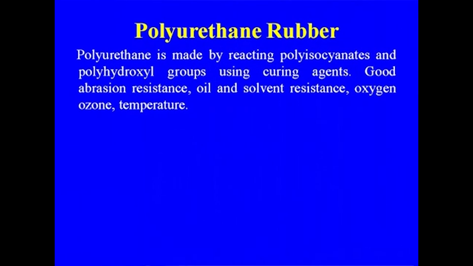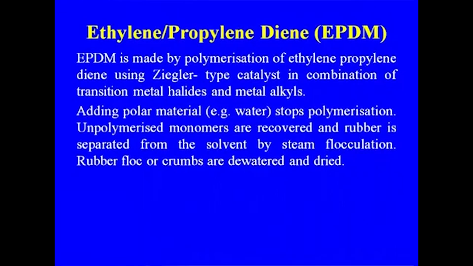Polyurethane rubber, this is made by reacting polyisocyanates and polyhydroxyl groups using curing agent. Good abrasion resistance, oil and solvent resistance, oxygen, ozone resistance, and temperature resistance. So, these are some of the characteristics of the polyurethane rubber. Another very important class of the specialized elastomer is the ethylene propylene.